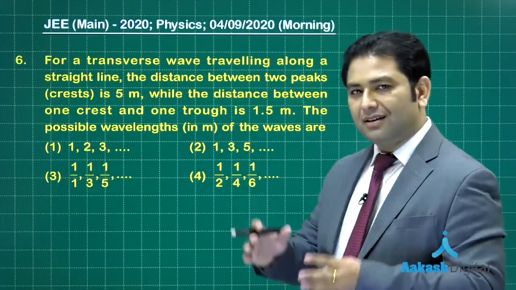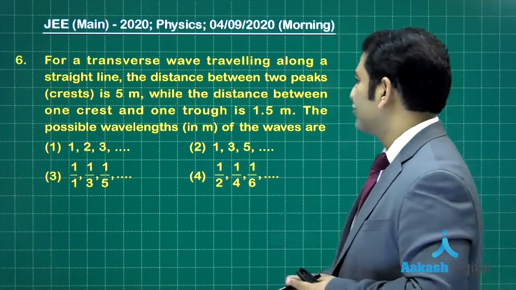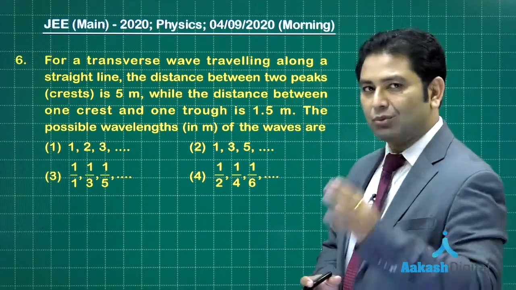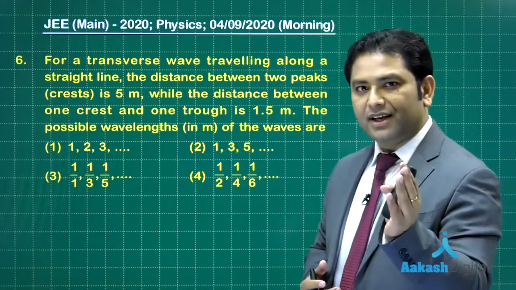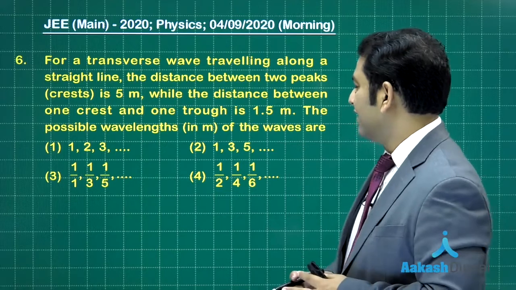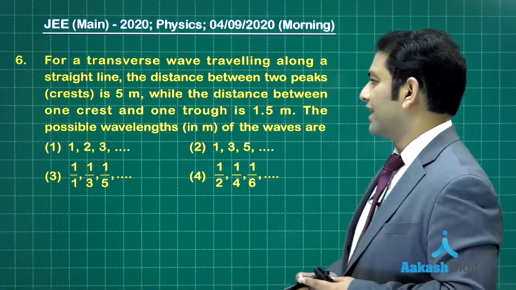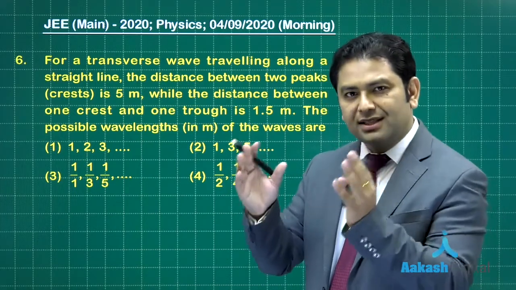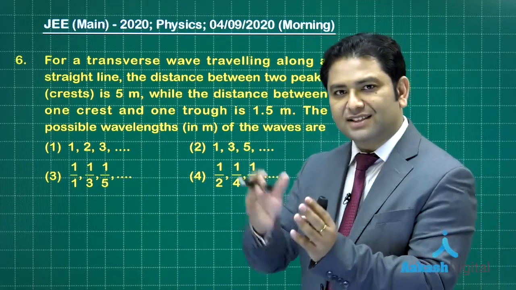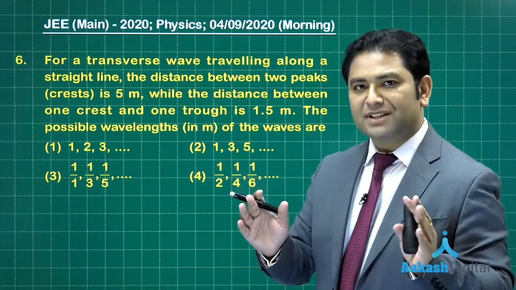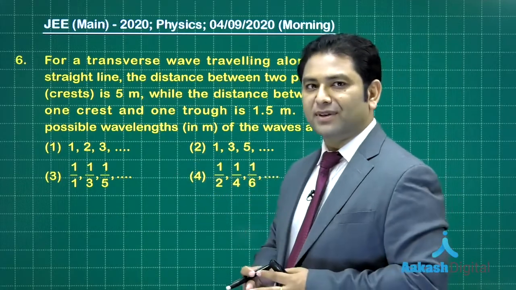The next one, a bit simple, a bit complicated, it's a nice mixture. So we have a transverse wave traveling on a straight line, and what does it say? The distance between two crests is 5 meters. Okay, now that's the first data we have, while the distance between one crest and one trough is 1.5 meters. Now the question did not say successive crest, neither does it say successive crest and trough. And unless specified, we can't assume. So based on this, we need to see what would be the possible wavelengths.